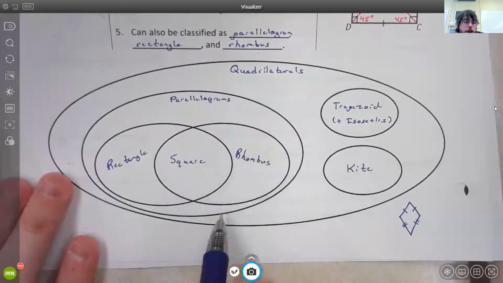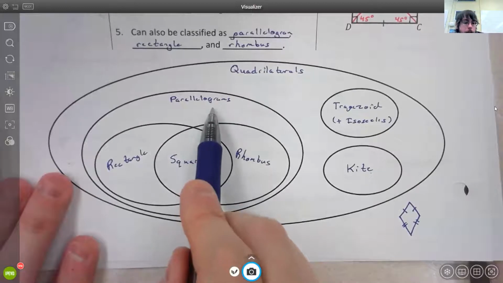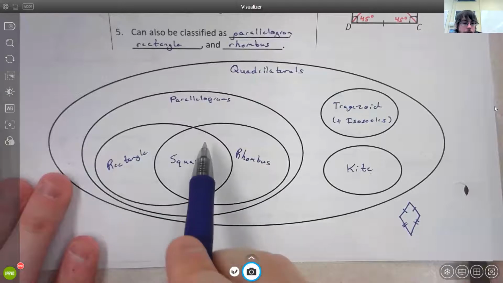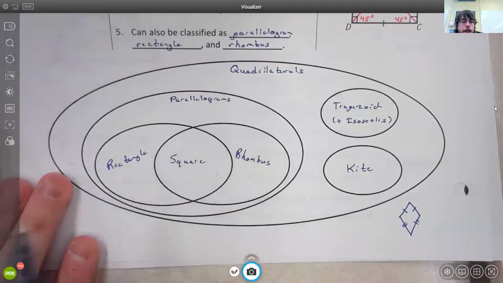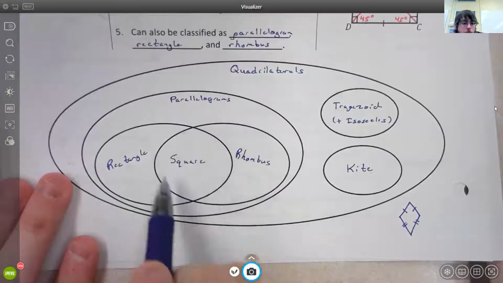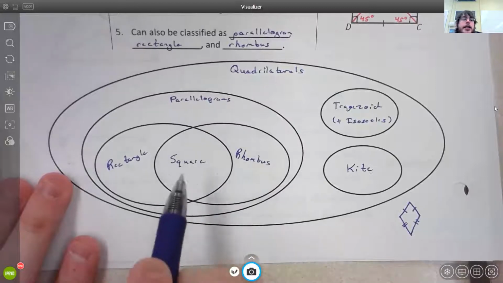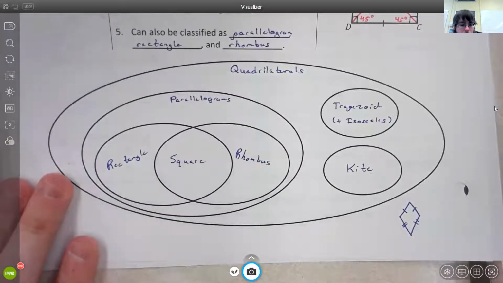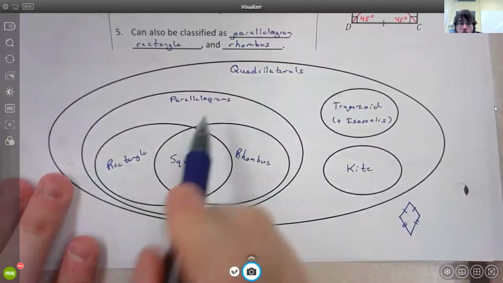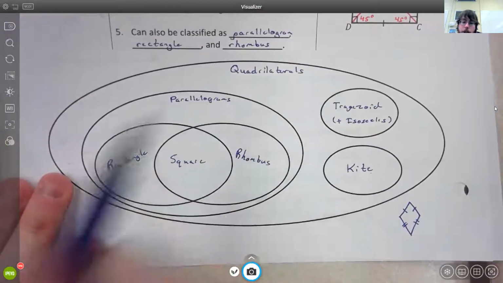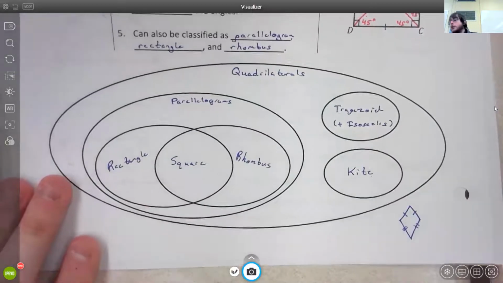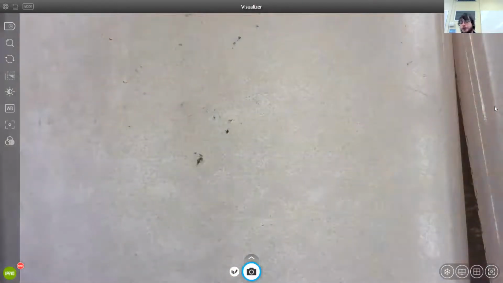Similarly, a rhombus is always a parallelogram, but it's not always a square or a rectangle. It shares some spaces with that, but it's not always that. So if a bubble is completely contained in another bubble, that means that that shape is always the one for the bigger bubble. So a rectangle is always a parallelogram, for instance. A parallelogram is always a quadrilateral, and so on and so forth. Okay? So that does it for the instruction part. Now we're going to look at some examples.